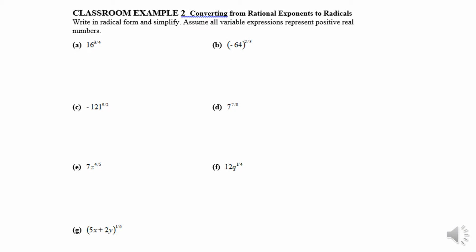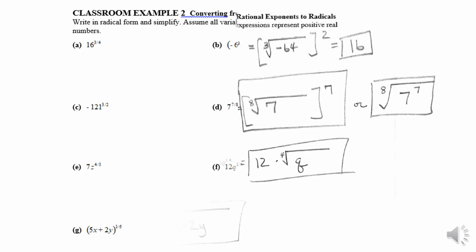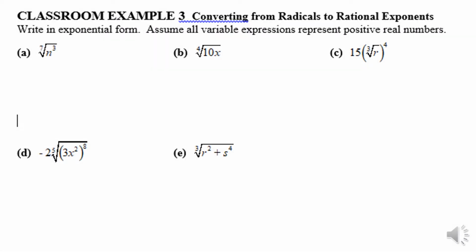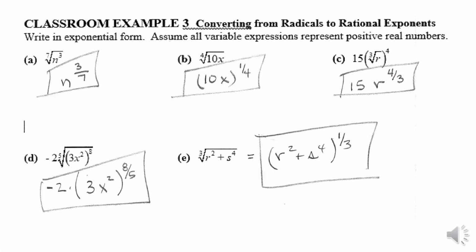Here's some more examples. We're to write in radical form and simplify and assume all variable expressions represent positive real numbers. Pause the video and we'll see how you do. Let's see how you did. If you need help on this, ask questions in class, or go to the Learning Commons, or go to guided study groups. Here's example 3. Now we're converting from radicals to rational exponents, and again the same assumptions are in place. Let's see how you did.